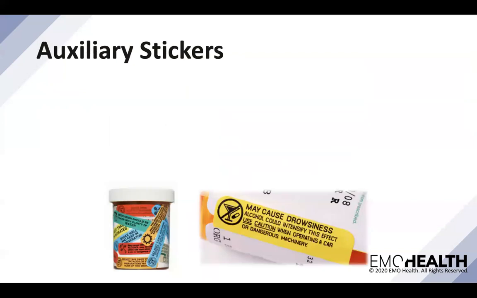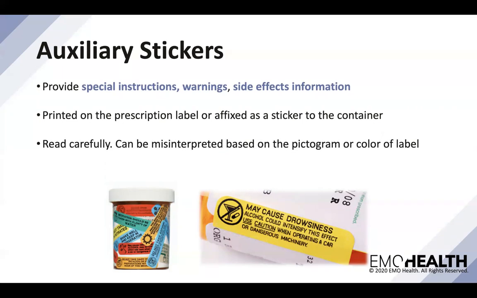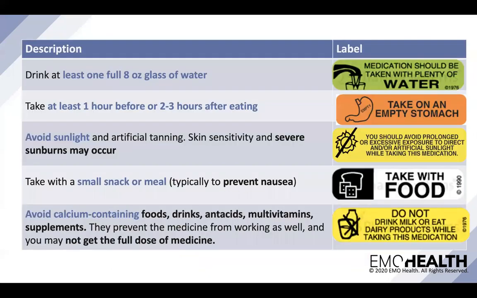Auxiliary stickers. You might ask, what's up with all these stickers all over the vials? So these provide special instructions, warning, and side effects information. They are either printed on the prescription label itself, or they may be affixed as a sticker to the container. I would recommend that you read these carefully because sometimes they may be misinterpreted based on that pictogram or simply the color of the label. There are many out there. I'm just pointing out the most common.